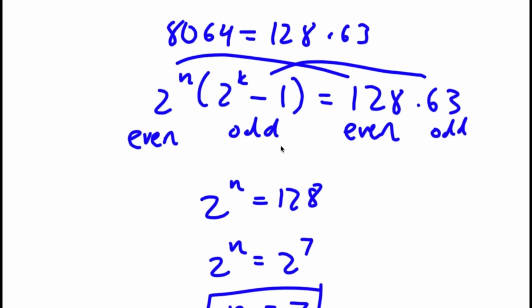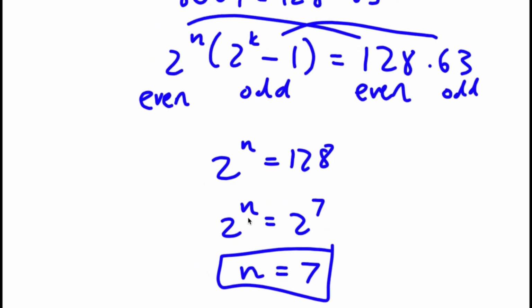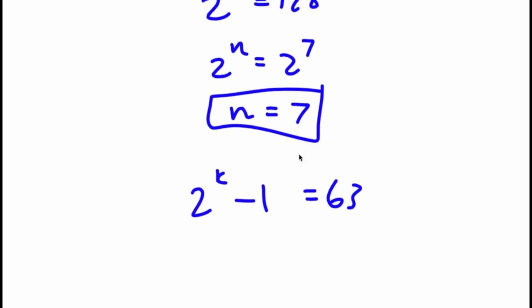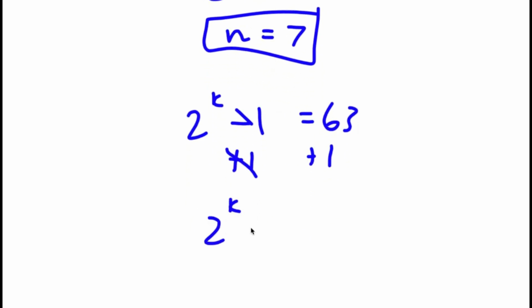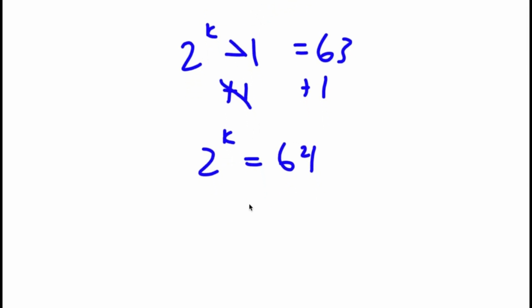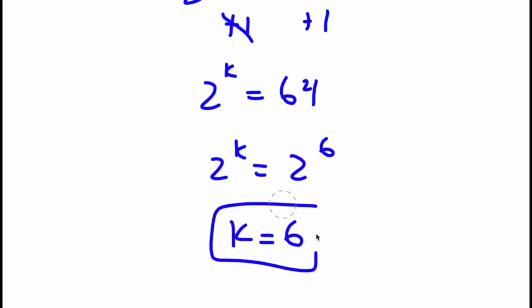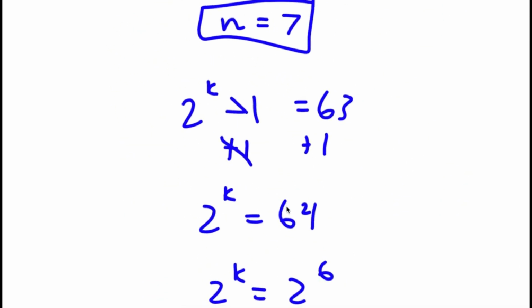Now, we have 2 to the power of k minus 1 equals 63. If 2 to the power of k minus 1 is equal to 63, then all I have to do is simply add 1 on both sides. These two cancel out, and I'm left with 2 to the power of k is equal to 64. Now 64, that's the same thing as 2 to the power of 6. So if 2 to the power of k is equal to 2 to the power of 6, meaning k is equal to 6.